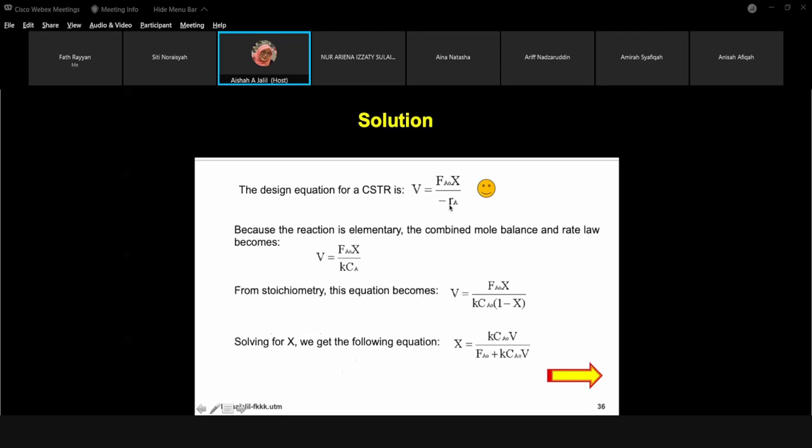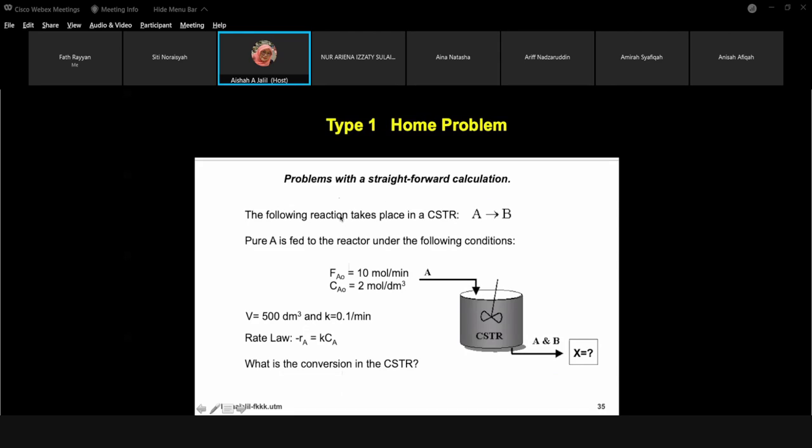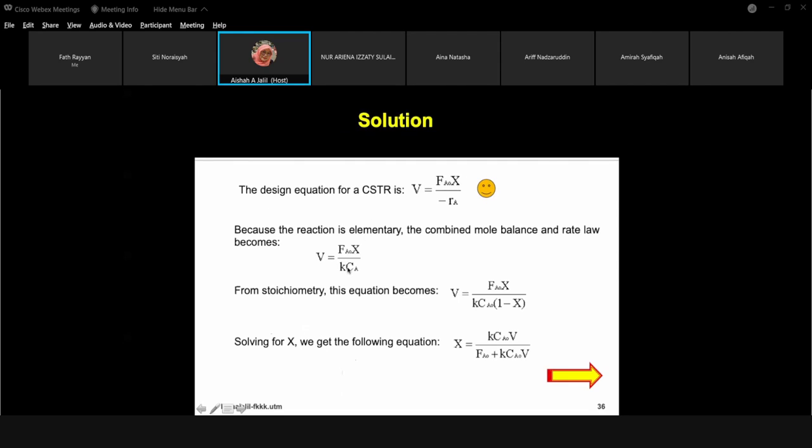This is negative rA because A goes to B. The negative rate law is negative rA equals kCA. Just put it here. Then you can get this one. CA equals CA0 times one minus X. Then you group and rearrange the X to the left hand side, and then you get this one. Then you can calculate for the X.